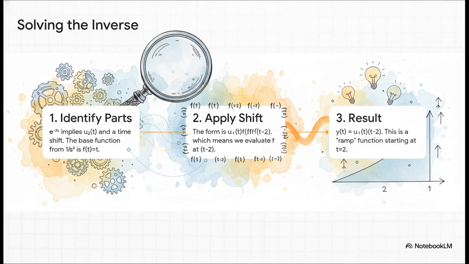Then we apply our rule from form 1. The answer is the step function, u sub 2 of t, multiplied by our base function shifted in time, so f of t minus 2, which is just t minus 2. And what this describes is a ramp function that's 0 until t equals 2, and then it starts growing in a straight line.